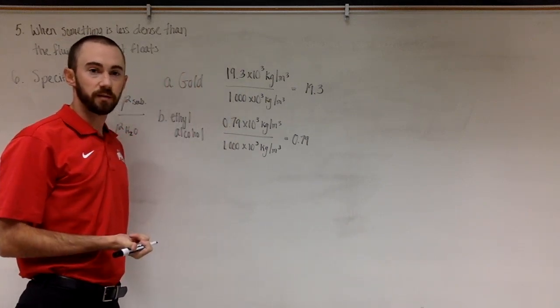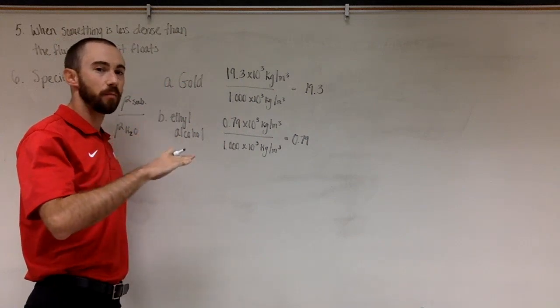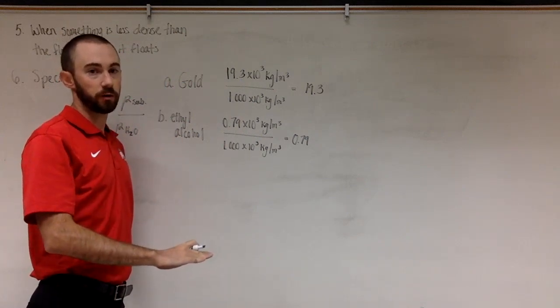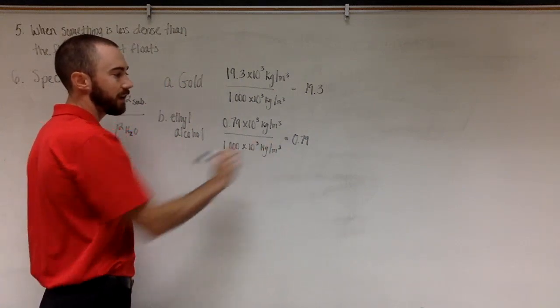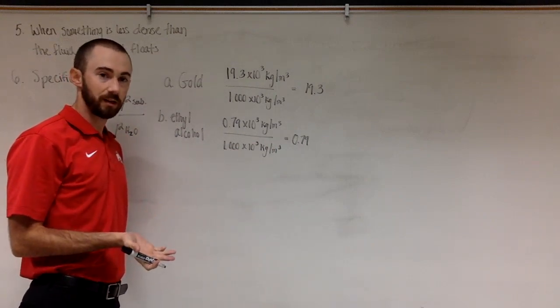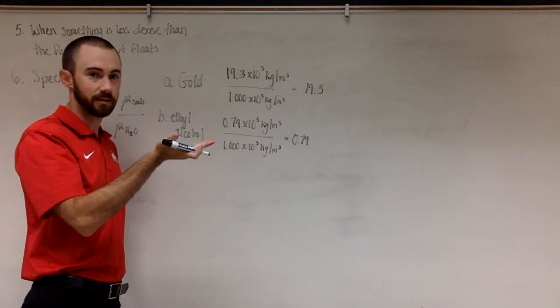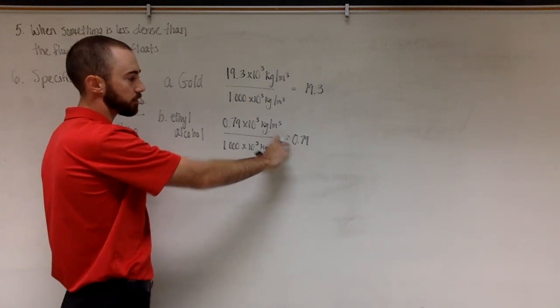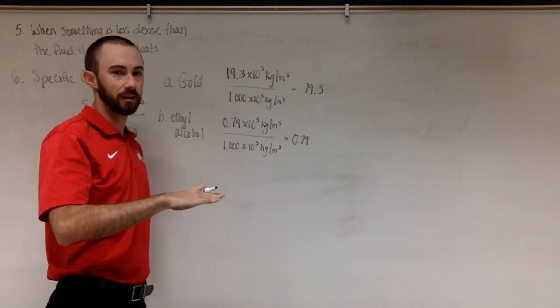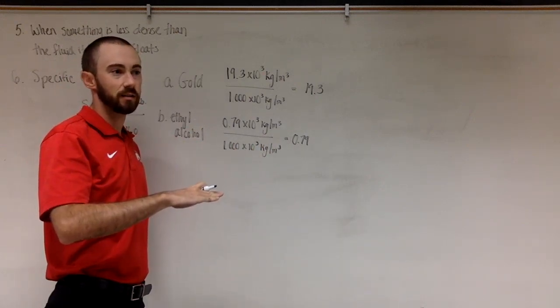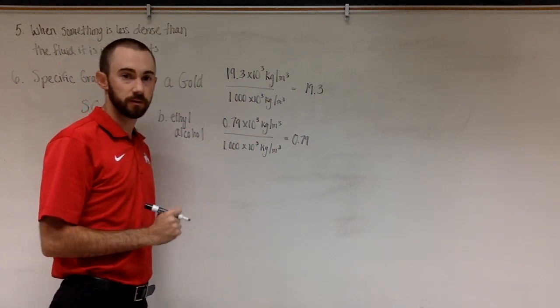An interesting fact about specific gravity, it tells you how much of a substance will go underwater if it does float. So if you notice here, it's less than 1. Things that are less than 1 are going to rise up because they're less dense than water. So if I were to drop some alcohol into water, it would only sink about 79% of it under the water's surface.